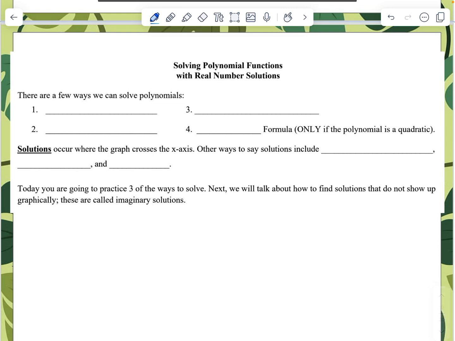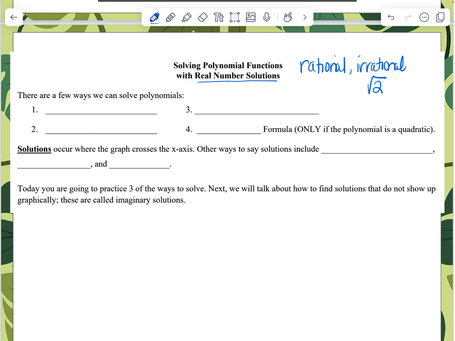So solving polynomial functions can be done in 4 different ways. And today we're just focusing on real number solutions. That means rational solutions and irrational solutions. Rational solutions are anything that can be written as a fraction, so whole numbers, fractions, decimals, and irrational solutions are something like the square root of 2, which is irrational. We're not going to get into imaginary until tomorrow.